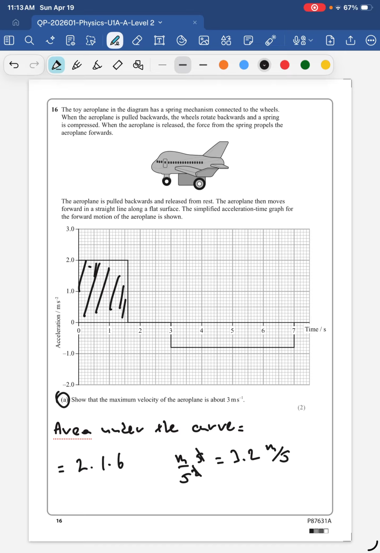You can also use SUVAT equations with the time shown in the graph and the acceleration from the graph, but I think this is a more elegant solution because you use the area under the graph, which is cool. Okay.